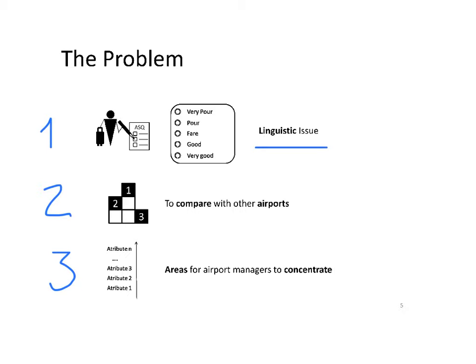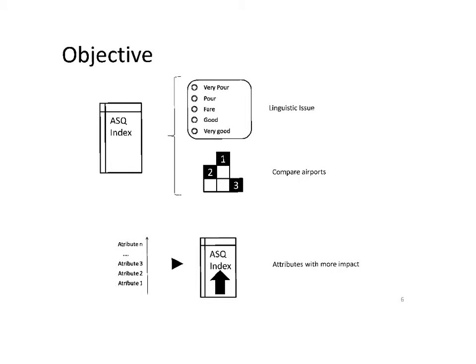In order to tackle all these three problems, I define two main objectives. The first one is to create an airport service quality index, which takes into account the linguistic issue just described and which allows us to compare airport to airport. Second, in the list of attributes evaluated during those surveys, we want to identify those which represent a bigger impact to improve the airport service quality index.